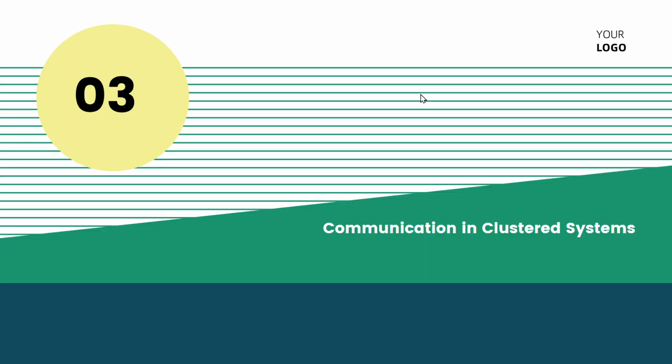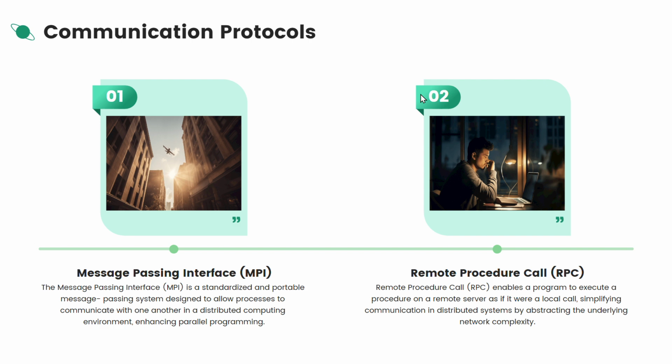Communication in clustered systems. Communication protocols. Message Passing Interface (MPI). The Message Passing Interface is a standardized and portable message passing system designed to allow processors to communicate with one another in a distributed computing environment, enhancing parallel programming. RPC, remote procedure call. A remote procedure call enables a program to execute a procedure on a remote server as if it were a local call, simplifying communication in distributed systems by abstracting the underlying network complexity.